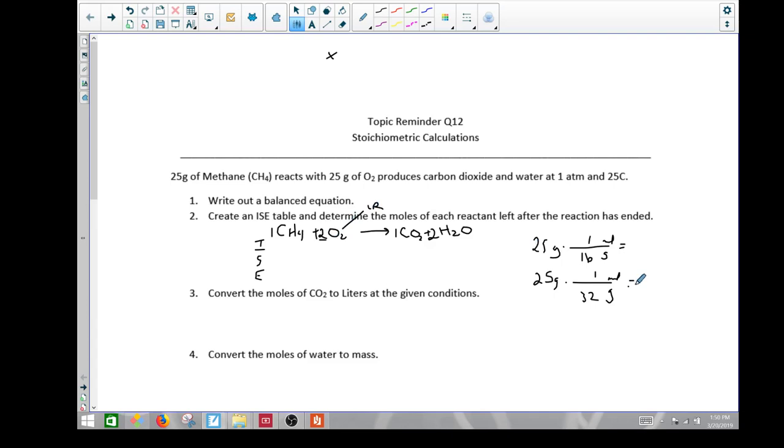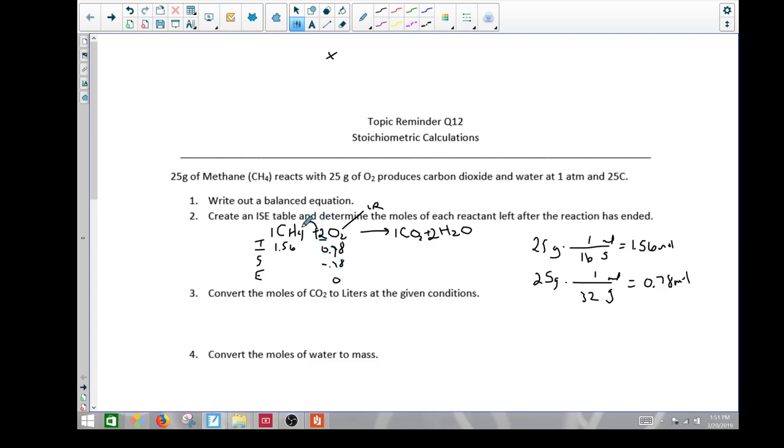I will keep going here. 25 divided by 32 for the exact answer is 0.78, and then 25 divided by 16 is 1.56. Now I'm in moles. I can clearly see how many I have. Plug the numbers in here: I have 1.56 for methane, and I have 0.78 for oxygen. This is in fact my limiting reactant, less of it and a higher rate used, minus 0.78 to 0.